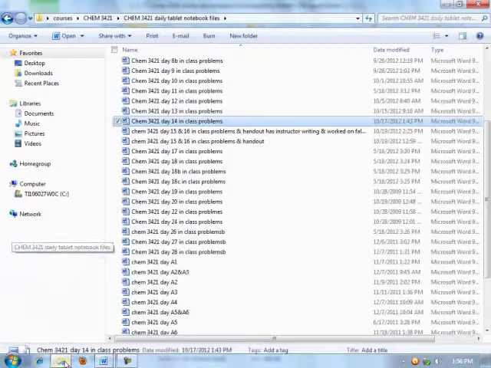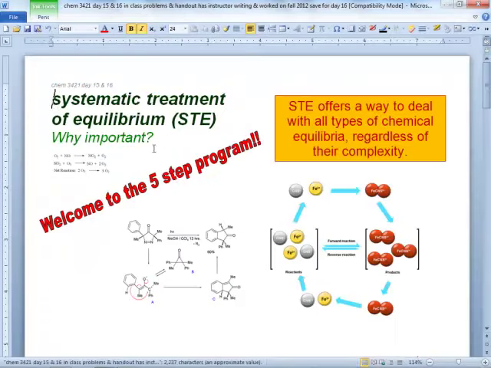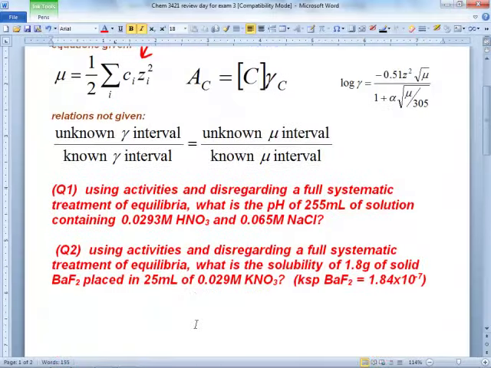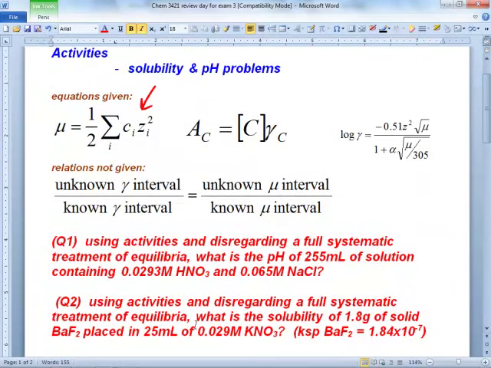And 15. Oh, okay. Now that's getting into the 5-step program, days 15 and 16. Our quiz was perfect for it. It did both, day 15 and 16. So how about this first question? Using activities and disregarding a full systematic treatment of equilibrium. So I want you to use activities. What is the pH of 255 milliliters of 0.029 molar nitric acid with some 0.065 molar sodium chloride in there too?